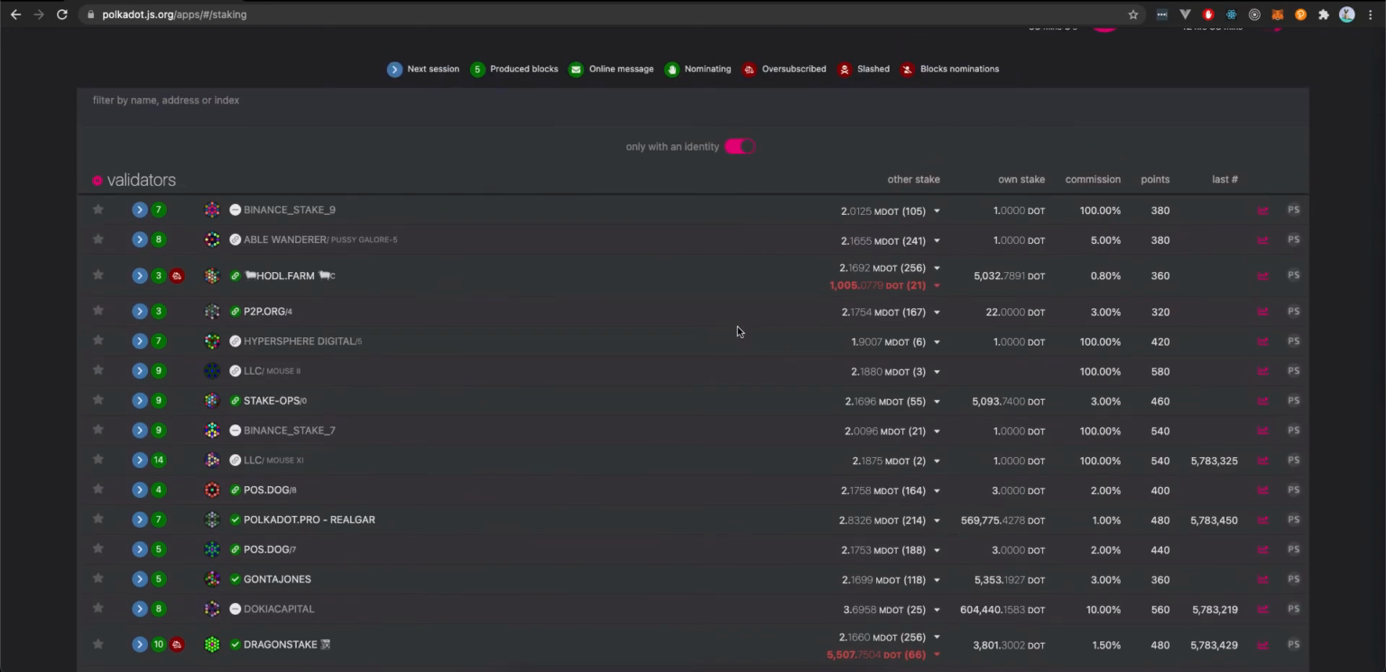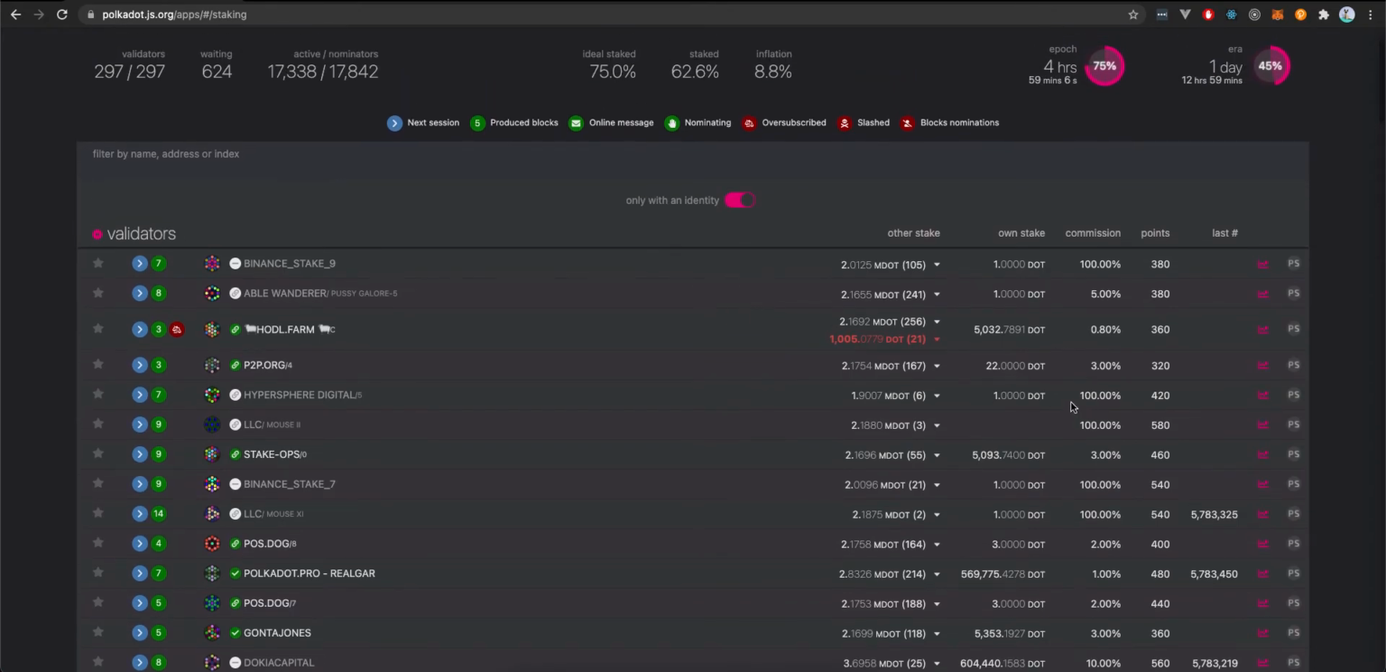Oh, and yeah, I'm sorry, I forgot one of the most important parts. Each validator, yeah, this is very important. If you look at the validators table, you're going to see again the stake, own stake, commission, and points. We should really focus on these four columns.